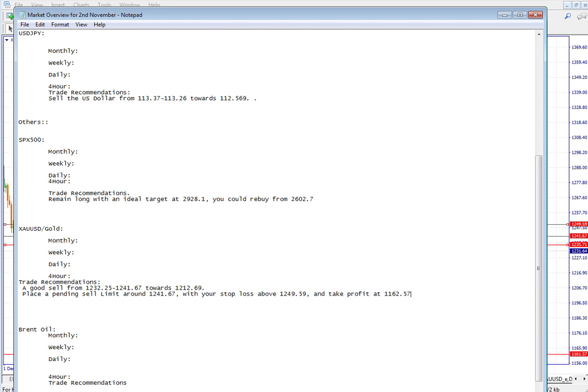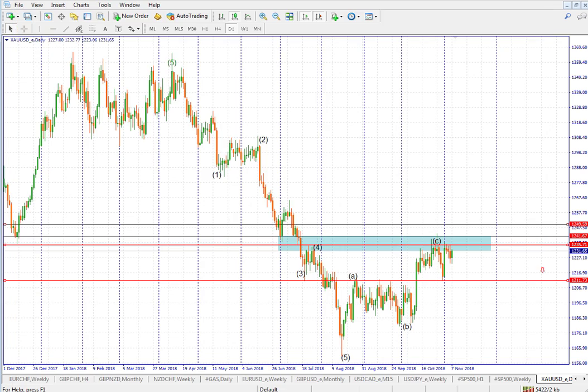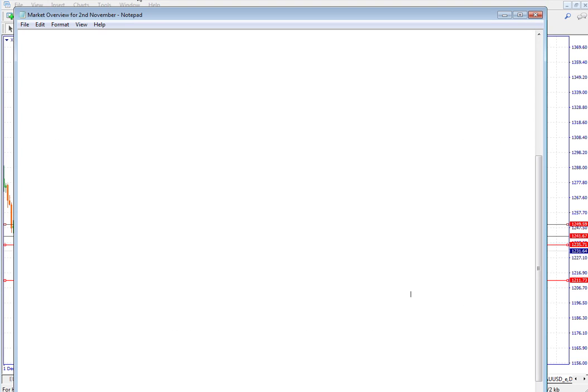Sorry, it should not be that low. We have the first take profit here, 11.73. Looking at, we want to sell from 1249.59. No, sorry, we will sell from 1241.67 and then have our stop loss above 1249.59, and then we have the first take profit here, and then the next take profit should be at 1173.26. Then we move forward to the last one, which is Brent oil.